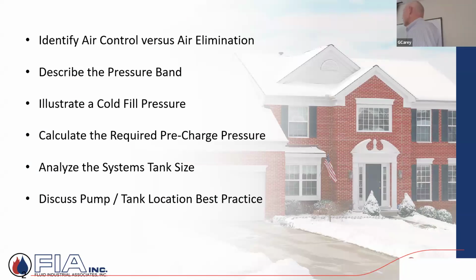As far as air or air control or air elimination, a couple of different systems we'll talk about. Describe the pressure band, what that means when we say that range, that pressure band. Establishing the fill pressure when you fill a system. What do you set it to? How do you calculate that? When you're dealing with expansion tanks, and typically today you're always going to be dealing with some type of bladder or diaphragm pre-charged expansion tank. How do we calculate that appropriate pre-charge?